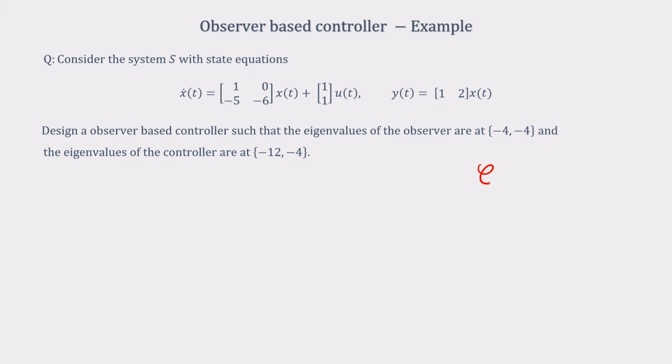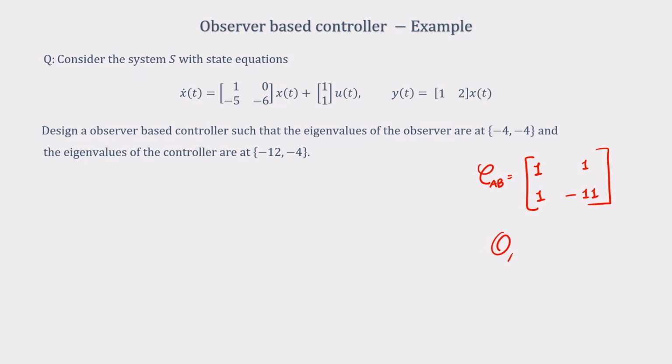Of course, in this example I have taken a case when we will have a controllable system. B is 1 1 here and AB will come out to be 1 and minus 11. So, this is a rank 2 matrix. So, this is a controllable system.